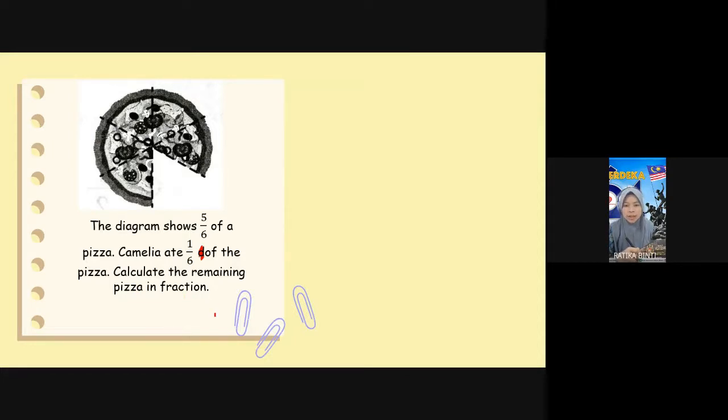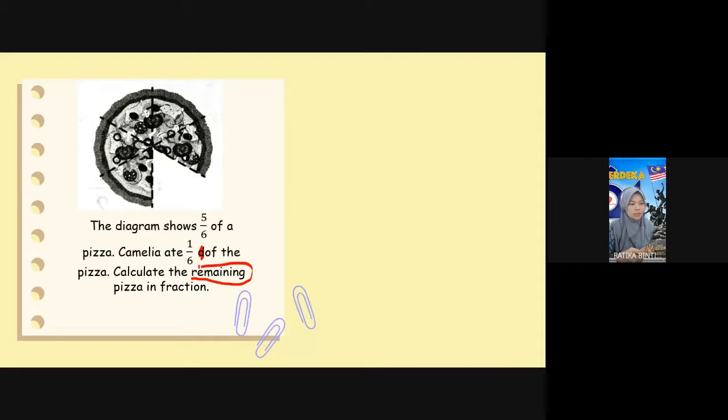Can you find what is the keyword in this question? Calculate. Are you sure? Calculate means kira. Kira tu boleh. Kira tak melambangkan apa-apa. Yes, Amma, what is the keyword? Fraction. Fraction means pecahan. Yes, very good, Putri Delisha.